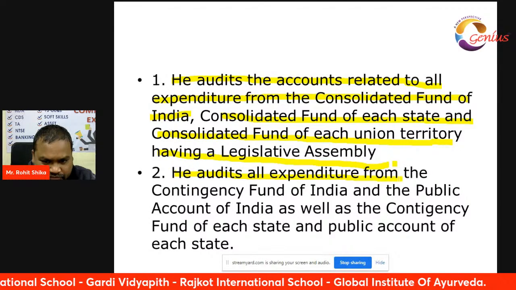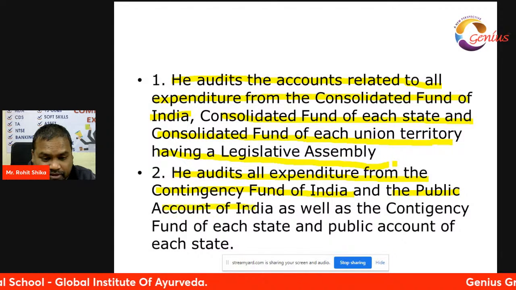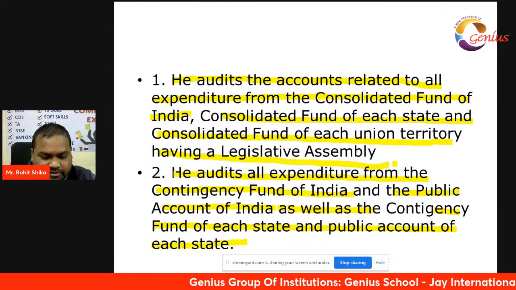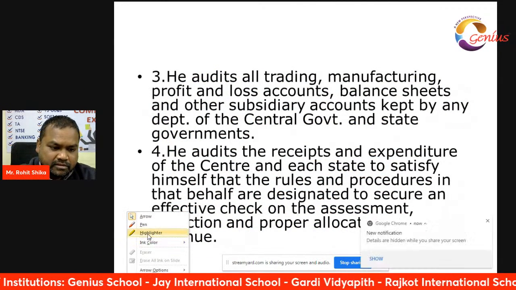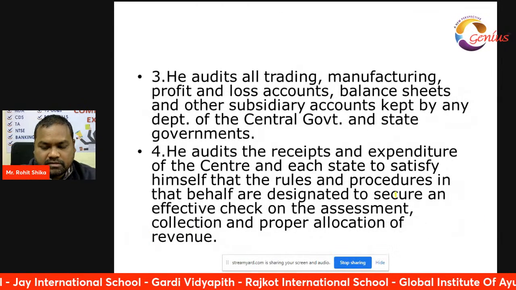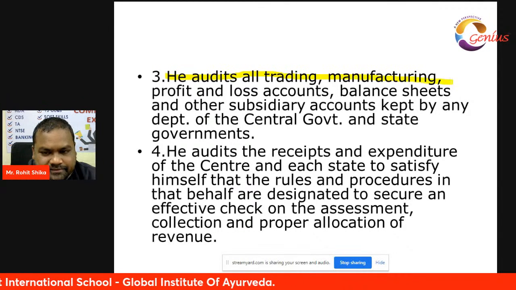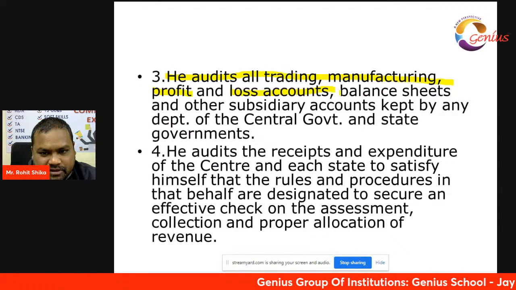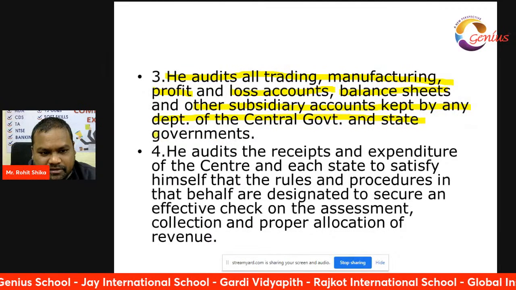He audits all expenditure from the Contingency Fund of India, the Public Account of India, as well as the Contingency Fund of each state and the Public Account of each state. He audits all trading, manufacturing, profit and loss accounts, balance sheets, and other subsidiary accounts kept by any department of the central government and the state government.